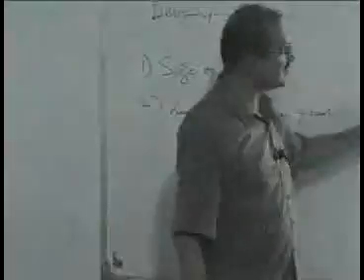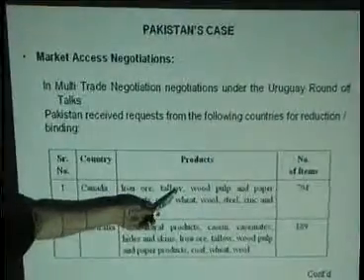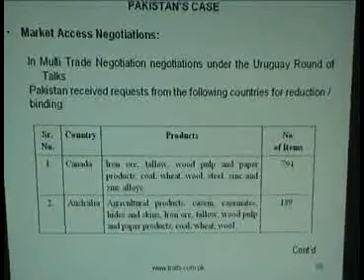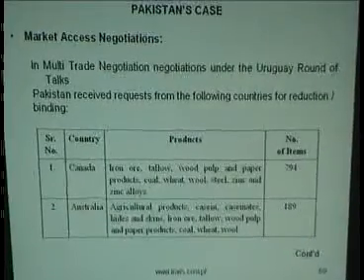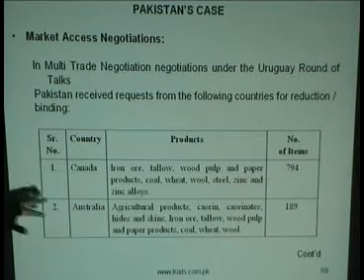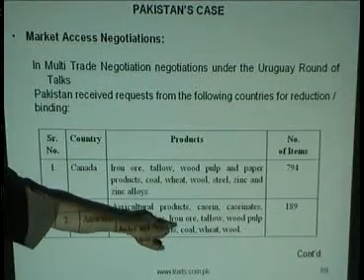And now it is going to be another round in Cancun, Mexico, with effect from September 2003. So in the earlier round, what happened was Pakistan received about 1300 or 1400 requests from various countries. Now what these requests were from Canada, they were on iron ore, tallow, wood pulp, paper and paper products, coal, wheat, wool, steel, zinc and zinc alloys. Likewise, Australia also requested for so many products, and you will find that iron ore is common here and iron ore is also common here.